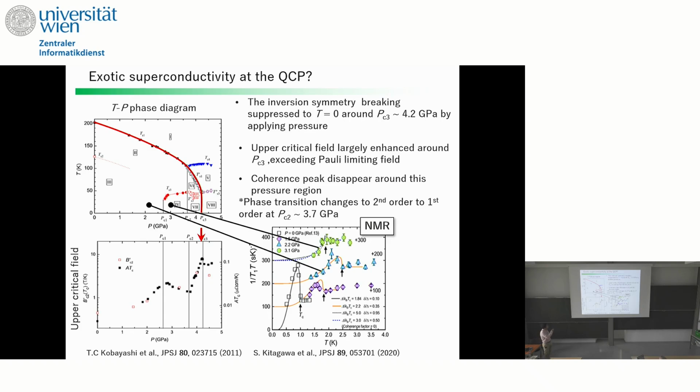And another interesting thing is superconductivity. By applying pressure, we can suppress the electric toroidal order. And at the quantum critical point, the superconductivity shows different behavior from the ambient pressure phase. Here, the upper critical field is enhanced about 10 times. At low pressure we have this coherence peak, indicating conventional superconductivity. But around this region we lose the coherence peak, indicating that some unconventional superconductivity appears at that point.